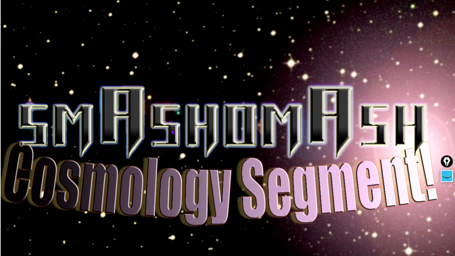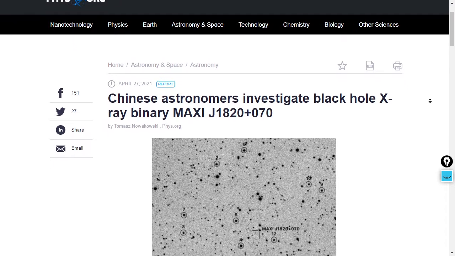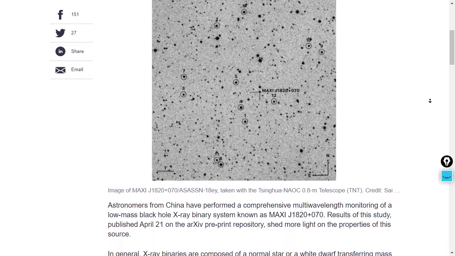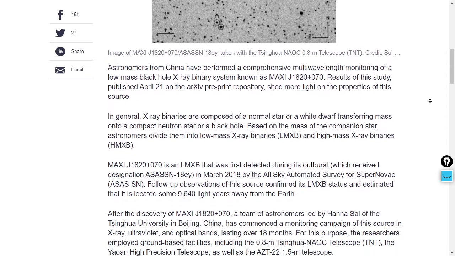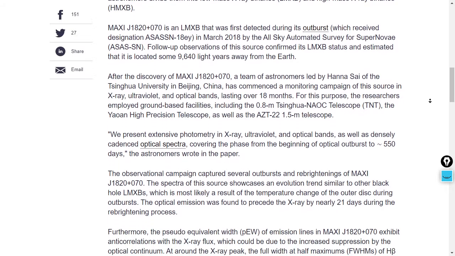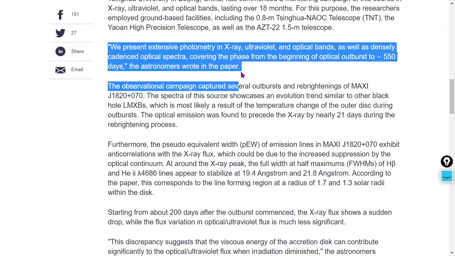Today's Cosmology segment should be interesting. It's got various stories here, and let's go. How about X-ray binary Maxi J1820+070? It's a system consisting of a white dwarf having material siphoned off of it by a thing like a neutron star or some sort of a massive radio source. And this is a phys.org article in their astronomy and space section. And what they're noticing is a proportional relationship between the X-ray output and the rest of the electromagnetic frequency band.